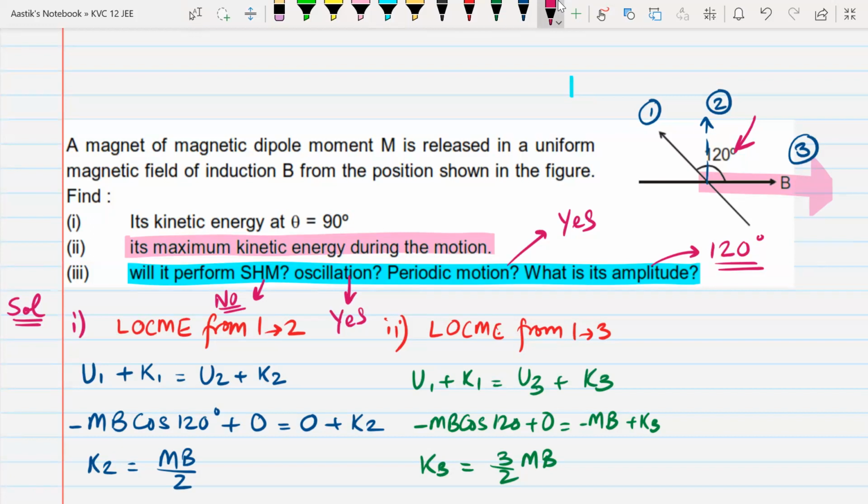Note this down. For motion to be simple harmonic, force must be proportional to minus x, or torque must be proportional to minus theta. Minus x means it has to be in the opposite direction of displacement. Minus theta means it has to be opposite to the direction of angular displacement. Do we understand this? Yes, sir. Please note it down, sir.